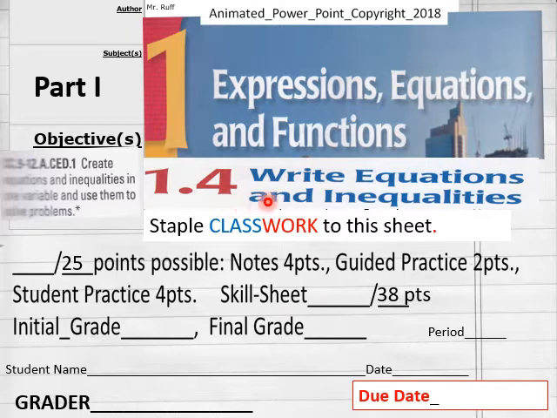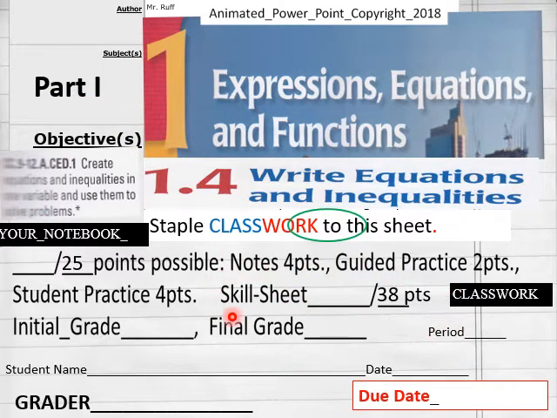So 1.4, write equations and inequalities. Here is our standard. It is Part 1. And we have a 38-point skill sheet for the classwork, and then a 25-point note-taking guide, which is pretty healthy note-taking.